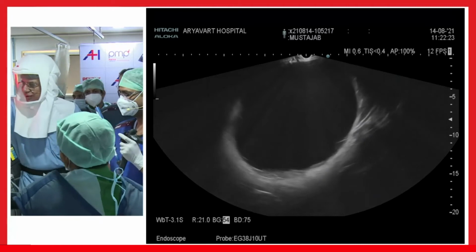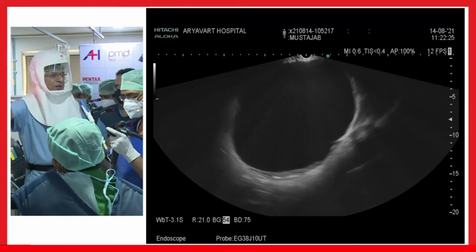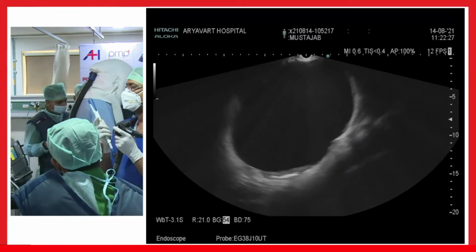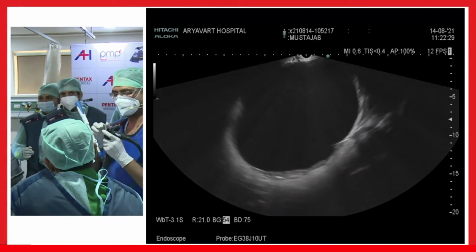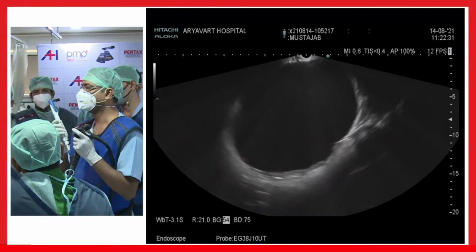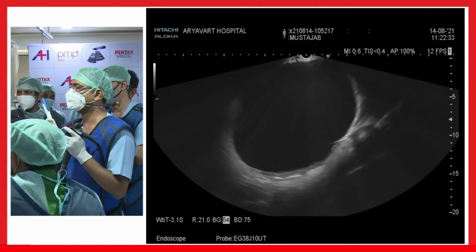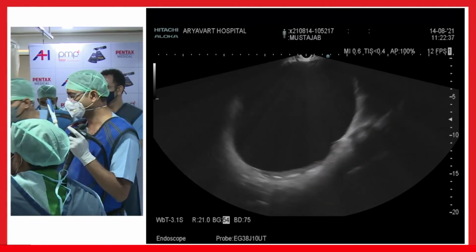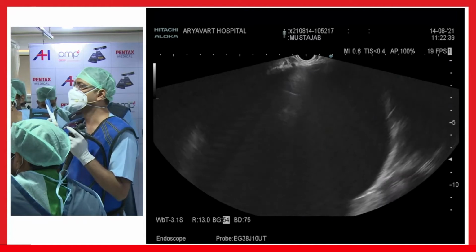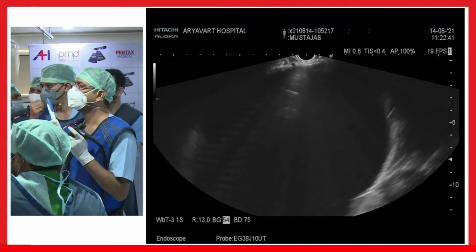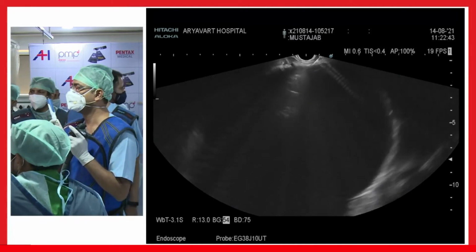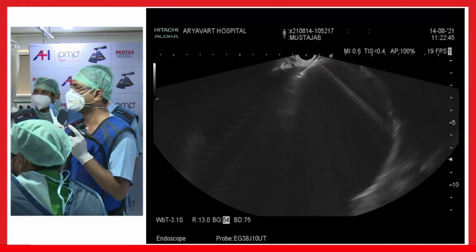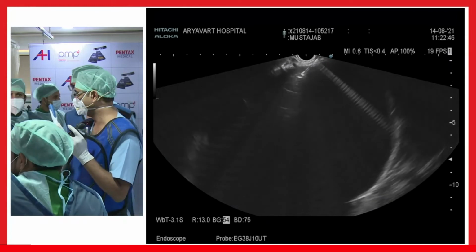Yeah, thank you, that's it. Now you can proceed, please. So now I will puncture. Okay, and enlarge that area slightly. So this is the needle, and I puncture it. Put the wire, please.